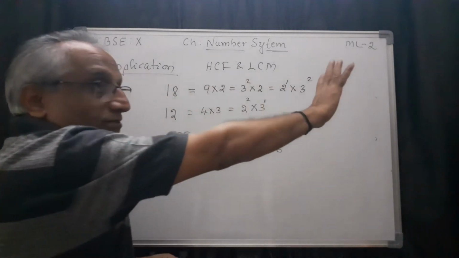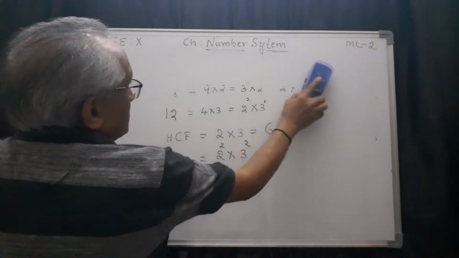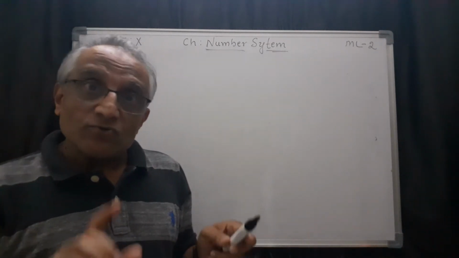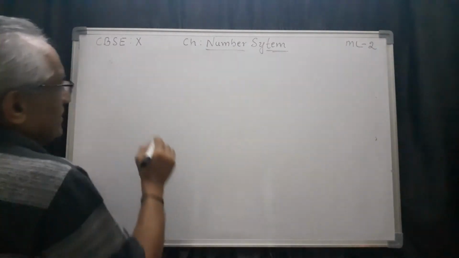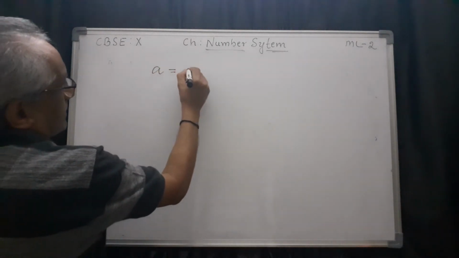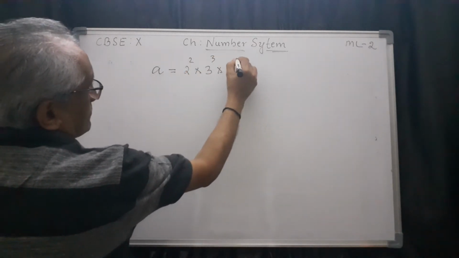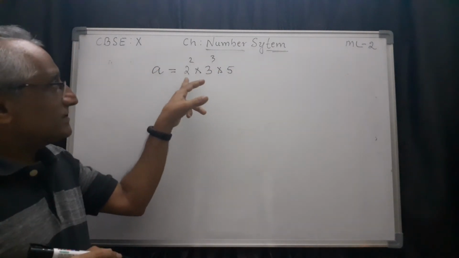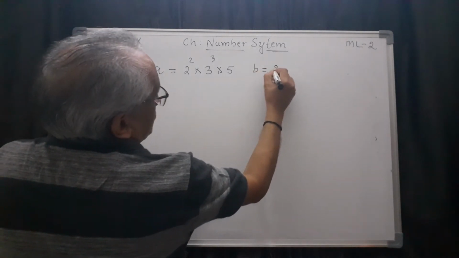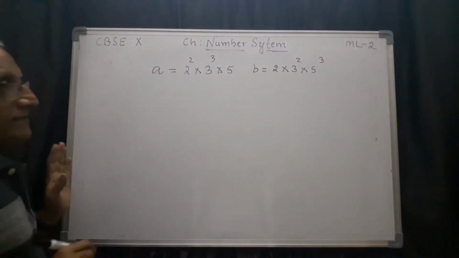You just factorize both, then find the LCM and HCF. Let me clarify this with some more examples so that you will be able to understand how to find the HCF and LCM together when two numbers are given. Say for example, let me take a equal to 2 square, 3 cube into 5. I have already factorized, so this is the prime factorization. Suppose b equal to 2 into 3 square into 5 cube, let us say.